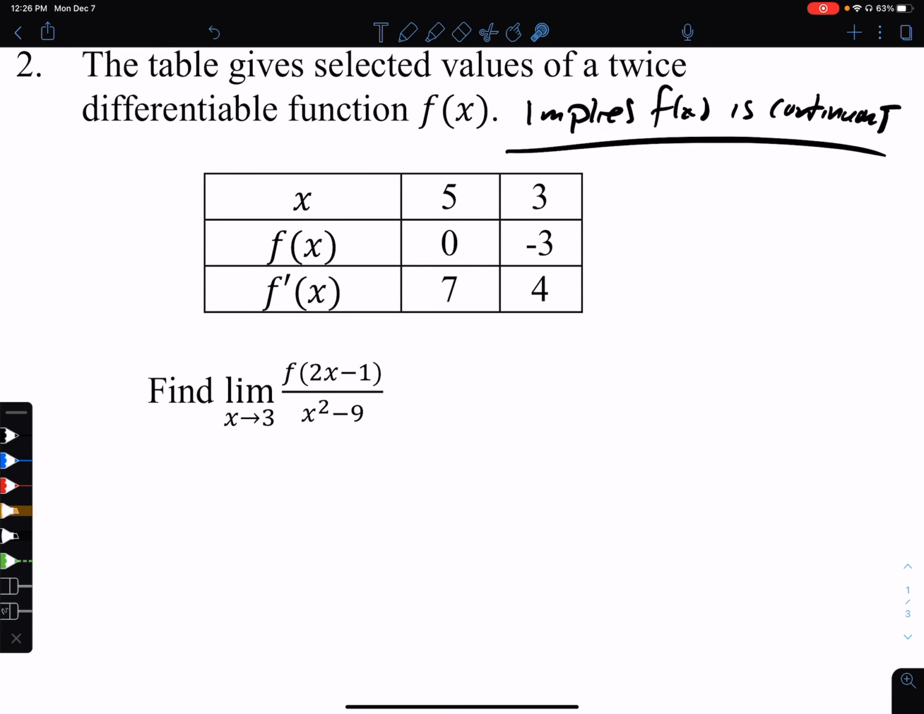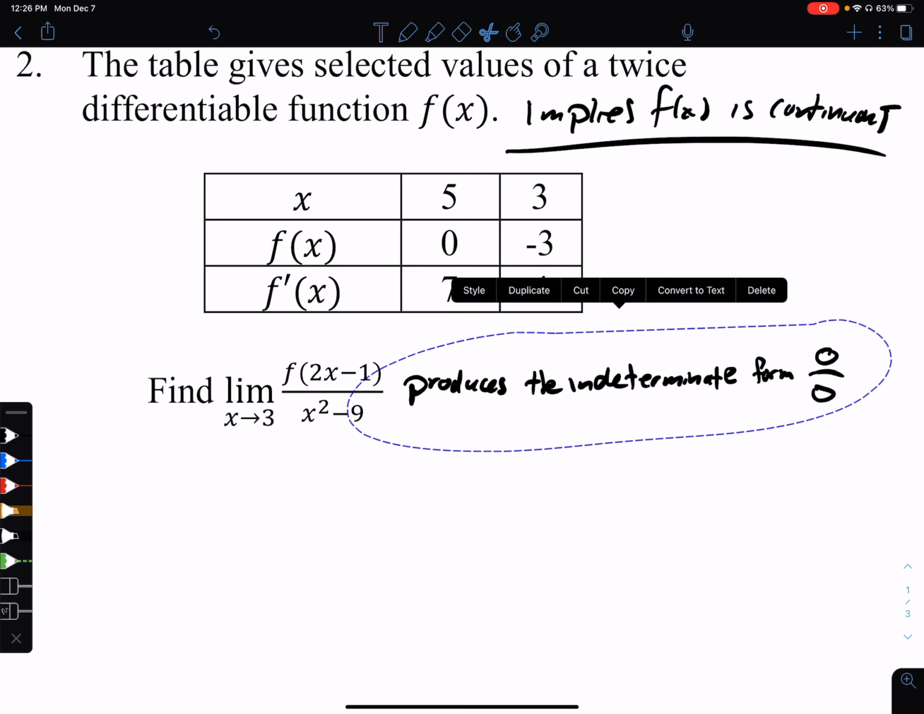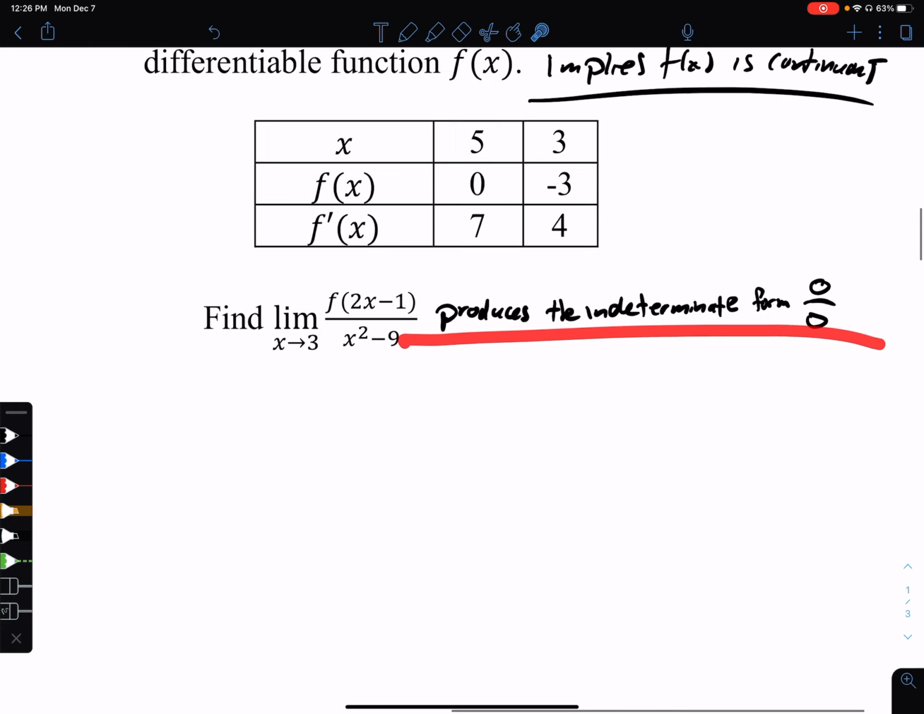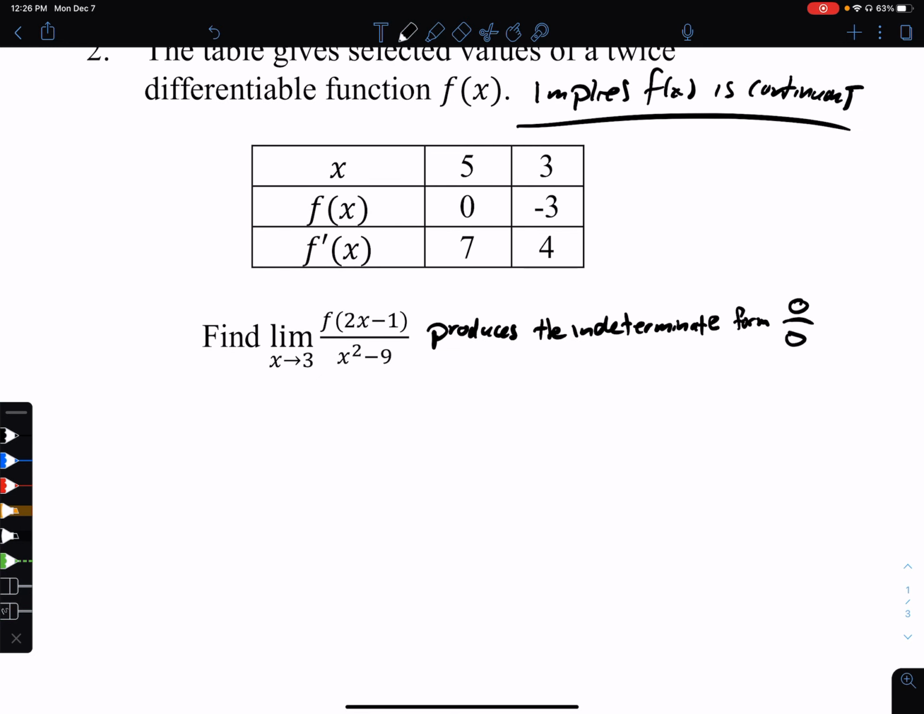Let's see if it's the indeterminate form, first of all. If I put a 3 into the bottom, 3 squared minus 9 is going to be 0. If I put a 3 in the top, 2 times 3 is 6, minus 1 is 5. But what's f of 5? According to this table, f of 5 is 0. This is the indeterminate form. You have to write this every time. On the AP Calculus test, if you don't write that, they're not going to give you credit for it. So let's use L'Hopital's rule.